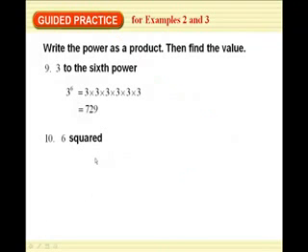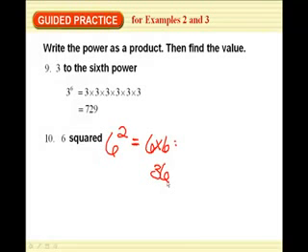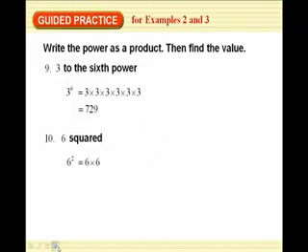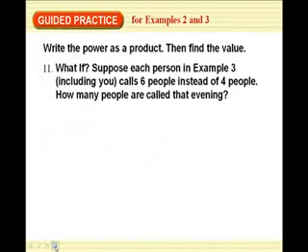6 squared, well that's going to be smaller, squared means a 2. 6 times 6, which is 36. Yay! There's the answer on there.